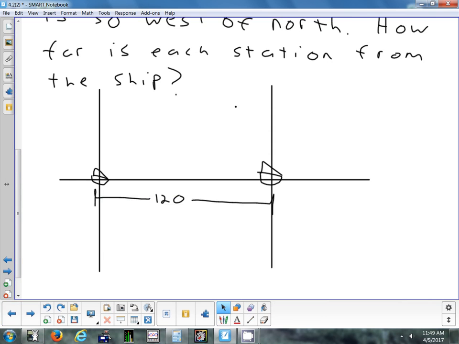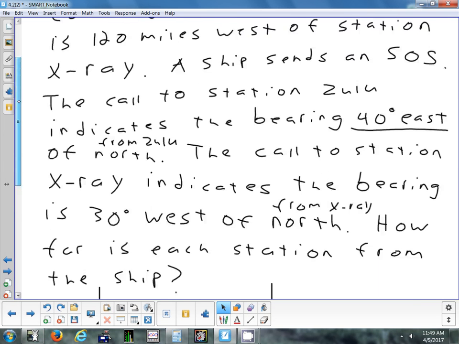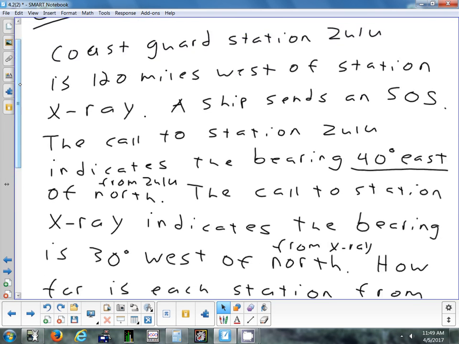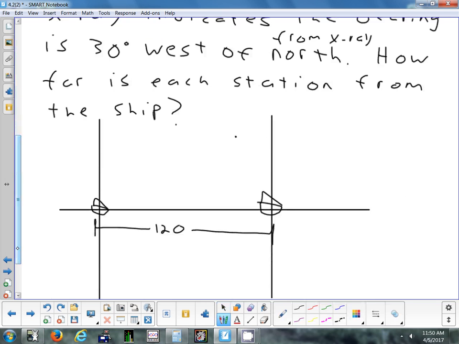I'm going to name each one of these stations. It says Zulu is to the west of X-ray. So that means this one is Zulu. It's to the west. This one is X-ray. And the boat is somewhere out there. I don't know really if it's closer to X-ray or closer to Zulu. I just put it somewhere out in the ocean. Any questions so far?